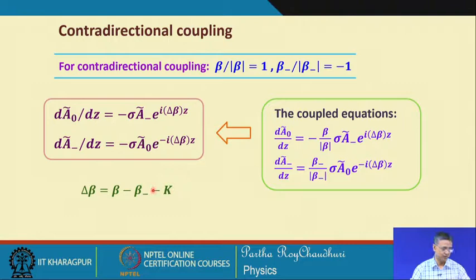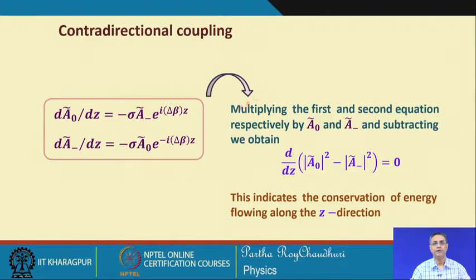This is along the same line as we discussed in the case of plus order diffraction. And from here, if you multiply the first and second terms respectively by a 0 and a minus on either side, then we can show, and then if you subtract, we can show that a 0 mod square, this is the power contained in the 0th order in the incident optical beam, and this is the minus order diffracted beam. So, the difference will be equal to 0. So, that really indicates the conservation of energy that is flowing along the z direction. So, that must be equal to 0.